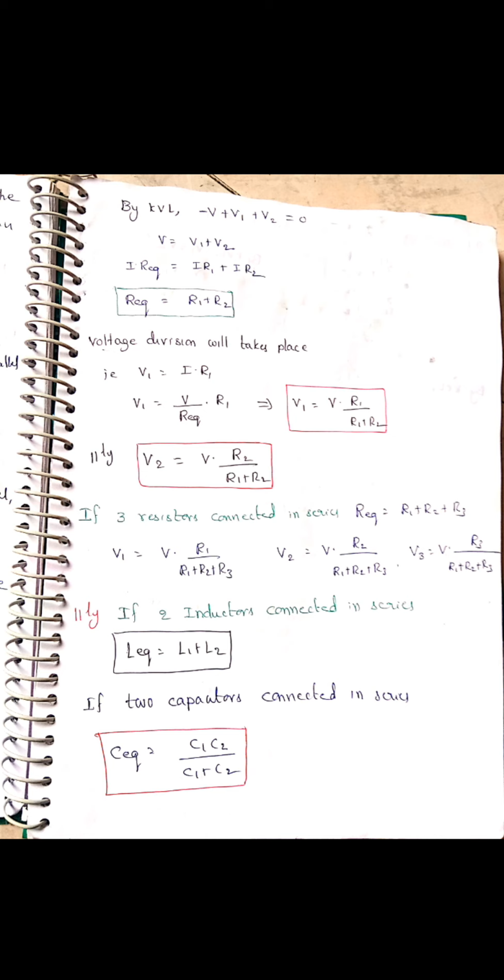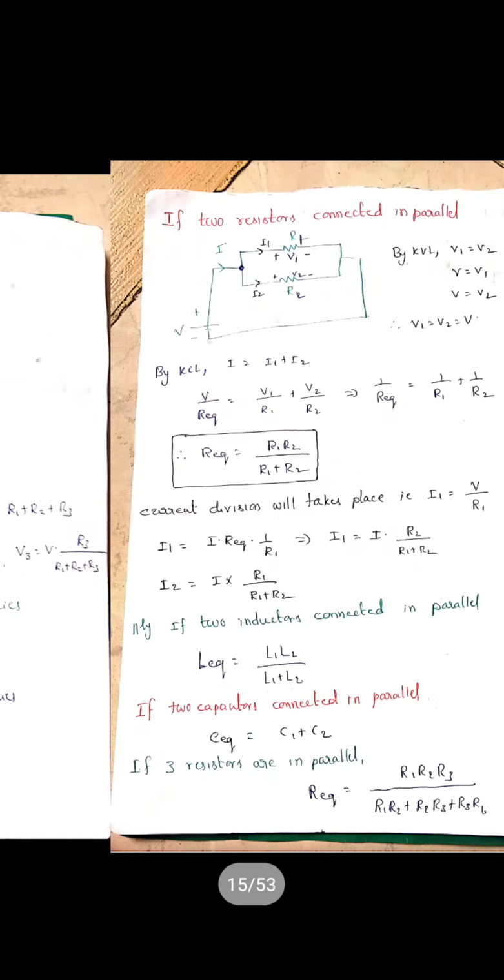Similarly, resistance and inductive reactance have almost equal properties, because those two units are also in ohms. That's why, if two inductors are connected in series, we calculate total inductance using the formula L equivalent is equal to L1 plus L2. Capacitive reactance has the opposite properties, as we discussed previously. That's why, if two capacitors are connected in series, we calculate total capacitance using the formula C equivalent is equal to C1 C2 by C1 plus C2.